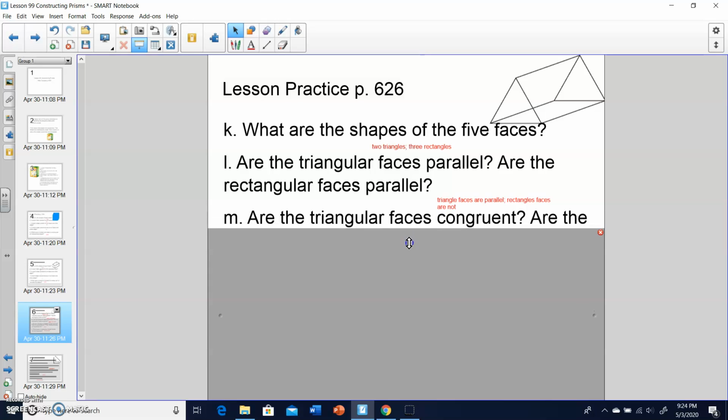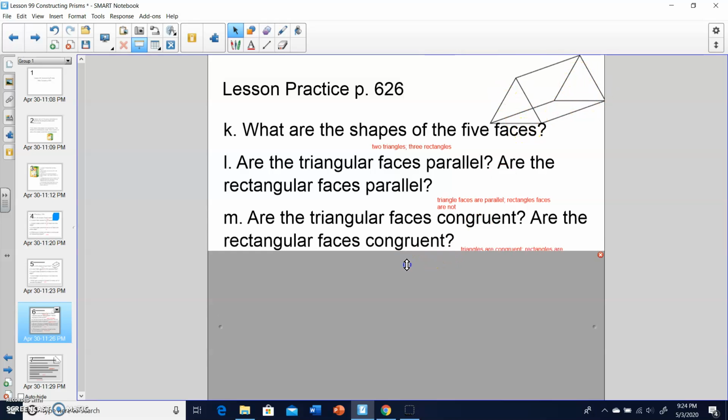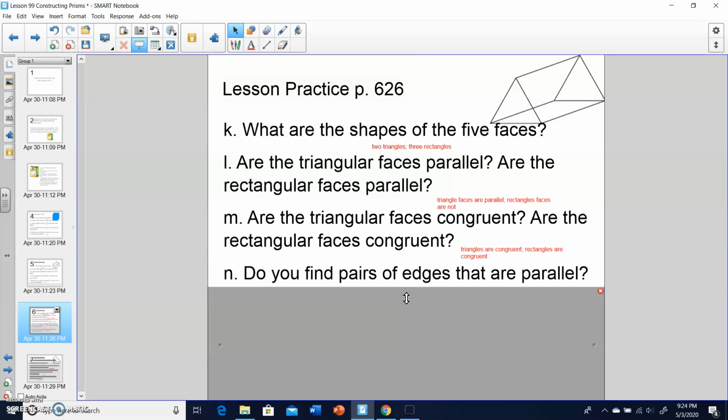Are the triangle faces congruent? Are they the same shape and the same size? Sure. Are the rectangular faces congruent? Sure. Do you find pairs of edges that are parallel? Are there any edges that will never touch another edge?